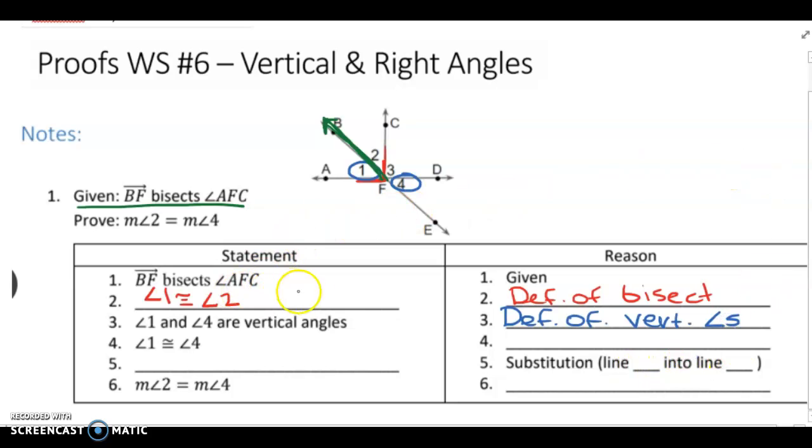Okay, now 3 to 4, it says angle 1 is congruent to angle 4. So look on that cheat sheet and tell me what it is that says if 2 angles are vertical angles, then they are congruent. That would be the vertical angle congruence theorem. Vertical angle congruence theorem tells you if 2 angles are vertical angles, which we showed in step 3 that they are, then they are congruent.